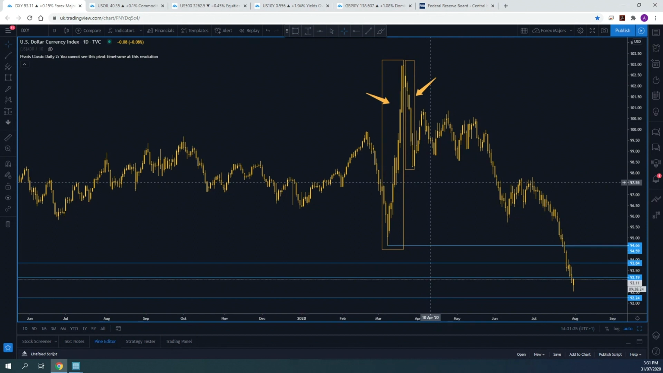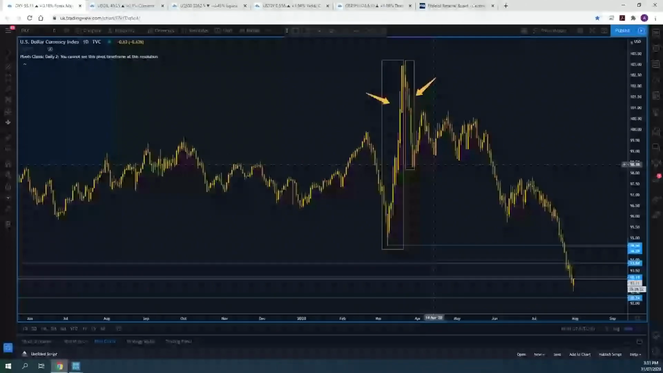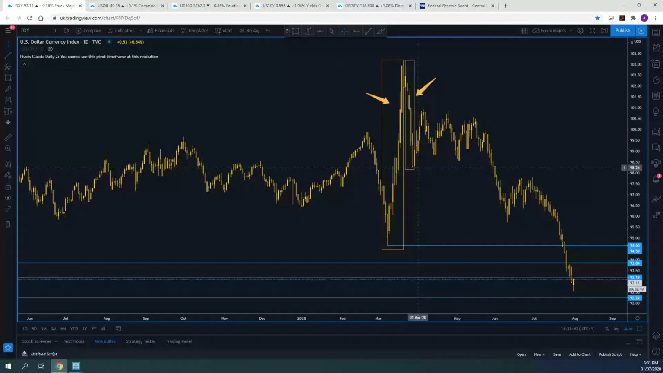So the whole idea of these swap lines is just making sure that there's ample dollar liquidity in the system, and liquidity of other currencies. They are there to try and stabilize markets, but more importantly, to keep the dollar from appreciating too much due to over demand, if you will.